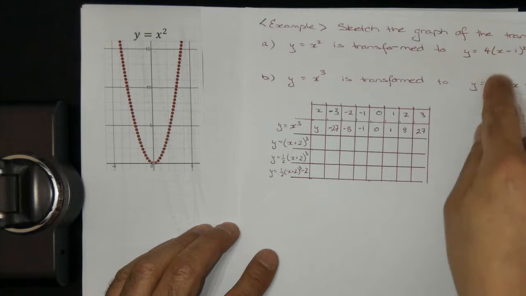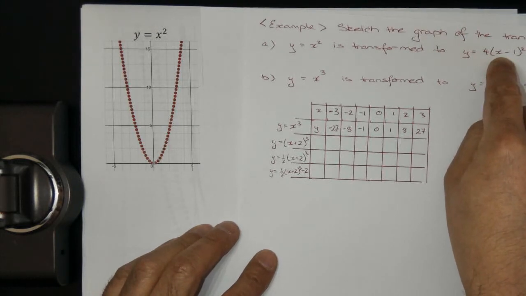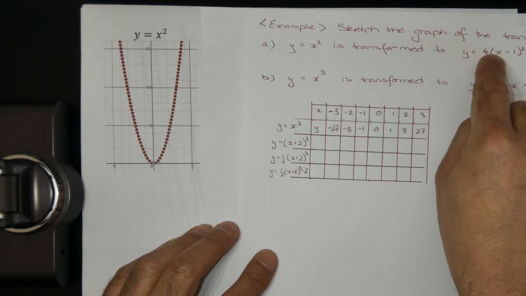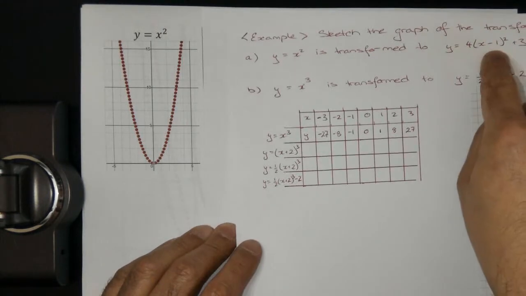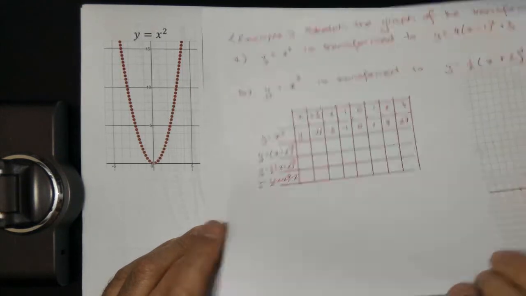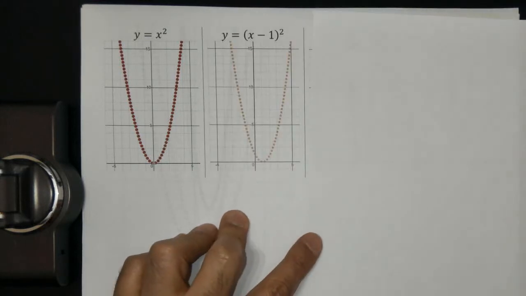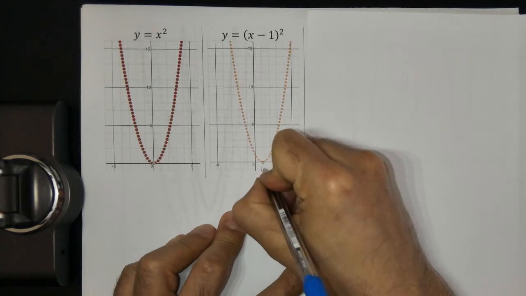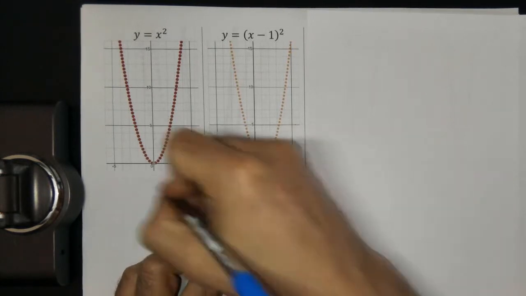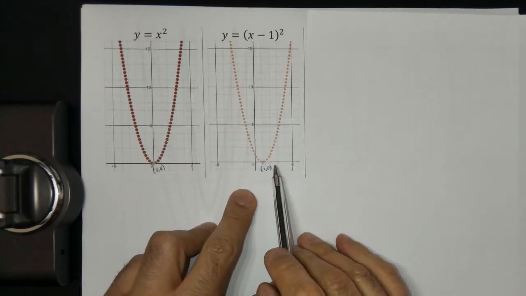I'm going to apply the horizontal transformation first because it's got no horizontal dilation of 1. So I'm going to translate it to the right by 1 unit. So that x is 1, and this point now sits on 1. So this is what's happened. It's gone there to now become 1, 0 from 0, 0. So everything's shifted over.